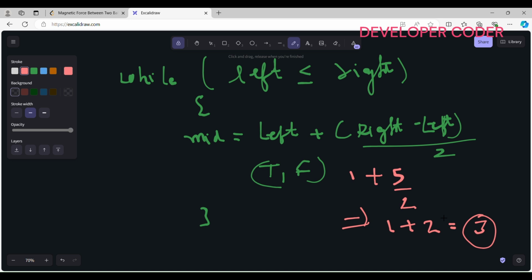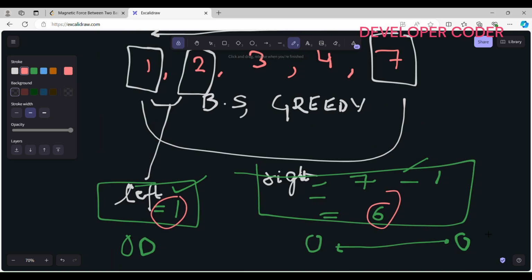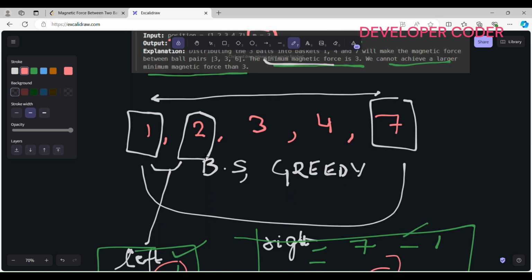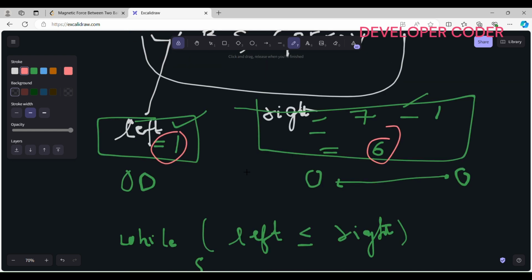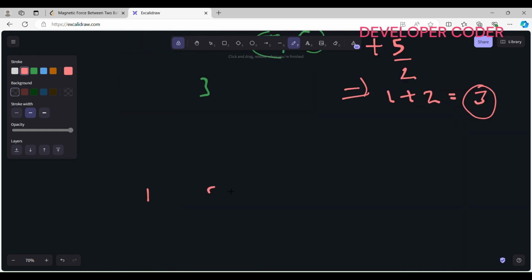Then after that, what do we have to do? Now we know that our mid is 3. This is my array, 1 2 3 4 7. Initially, my first ball should be placed here. I need to keep my first ball in the starting position only. So this is fixed. I have to place my first ball in the starting position only.